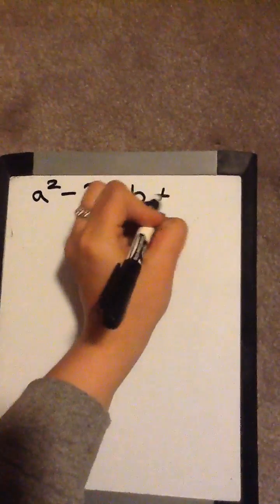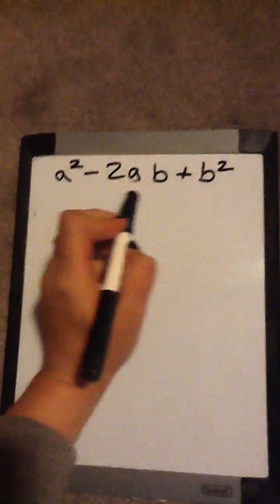Okay, so when you're solving for k, you want to remember that in its general form, it's a squared minus 2ab plus b squared. Now, this is the equation for the specific problem you gave me because the middle term is negative. If it was a positive term, it would be a squared plus 2ab plus b squared. But for this specific problem, we're going to use this equation.